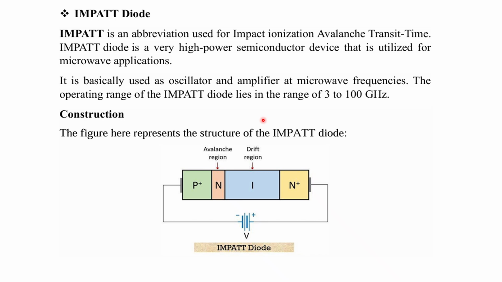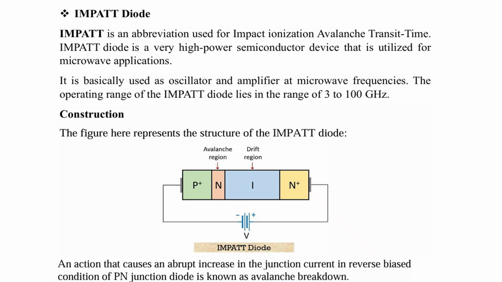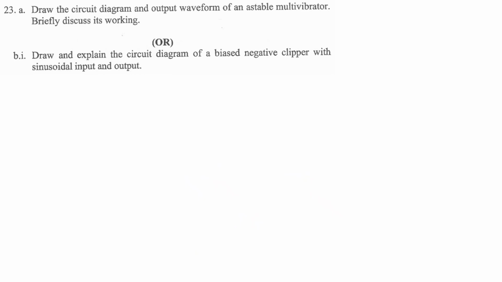For the IMPATT diode, you can see here the construction and design. Here P N I N plus is there. P plus means the hole concentration is high, and the electron concentration is high in the N plus region, so the doping is very high. That is why the plus term is used. I is the intrinsic region, and N is doped with a fifth group element. The characteristic will be similar to the Gunn diode type of characteristic.